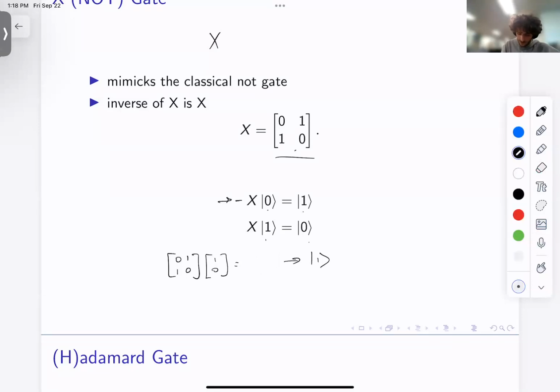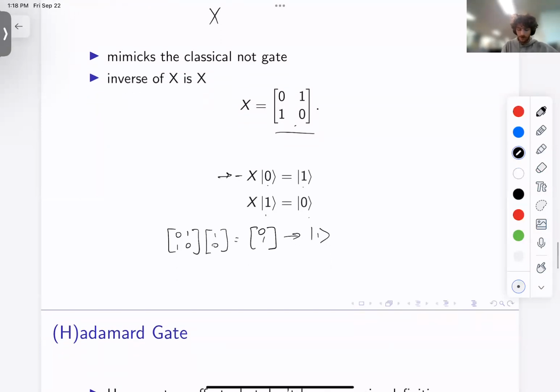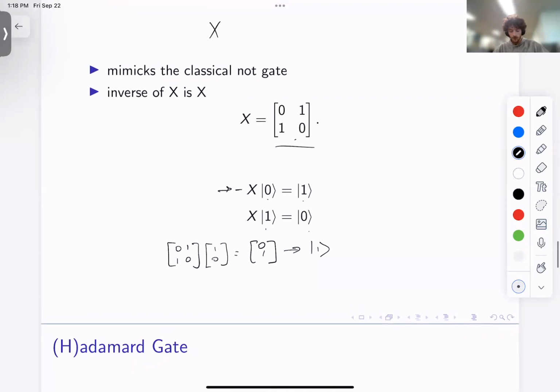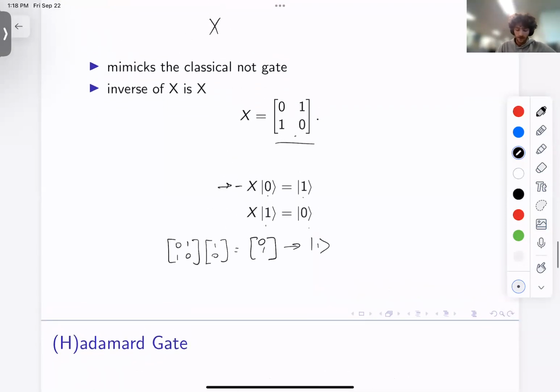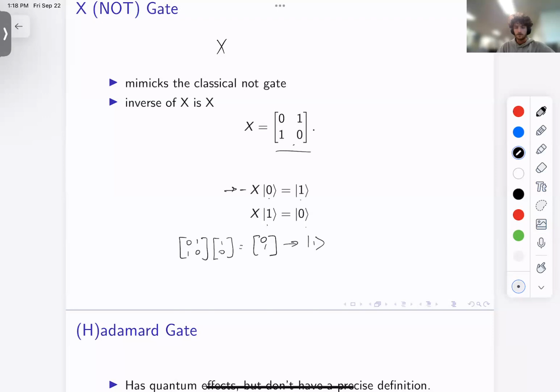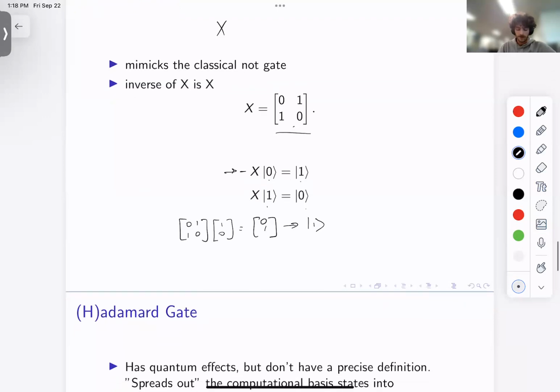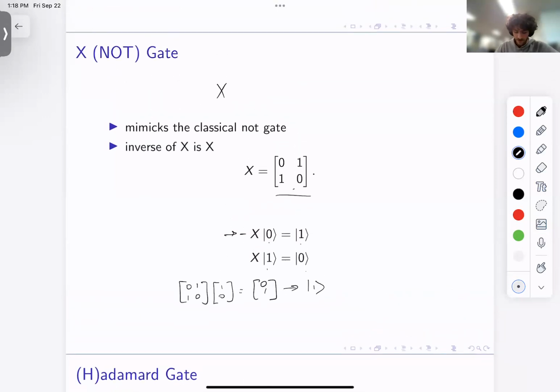It will come out to be 1. And then this would also work on 1 as well. And a thing to point out as well is that if we took the inverse of this X gate, it would be X pretty much.